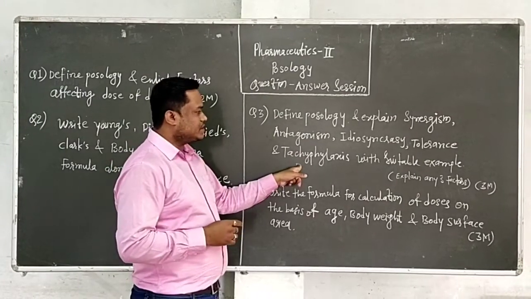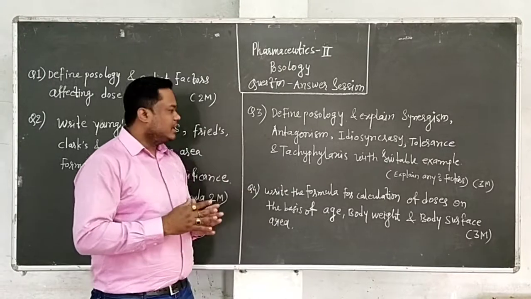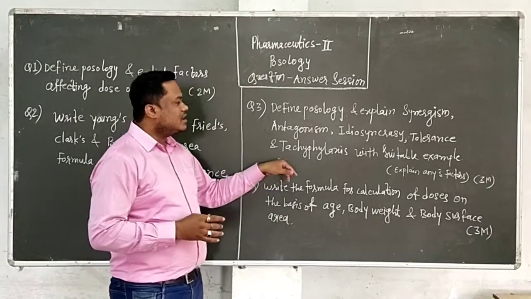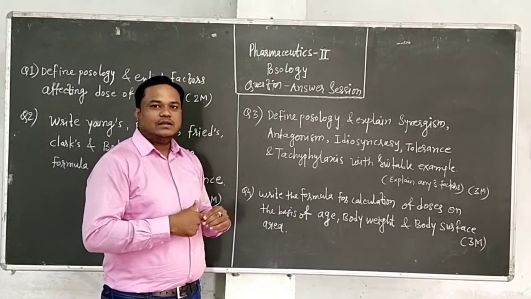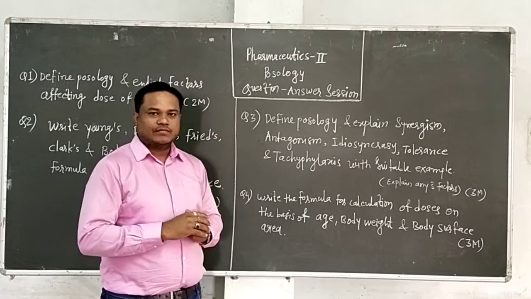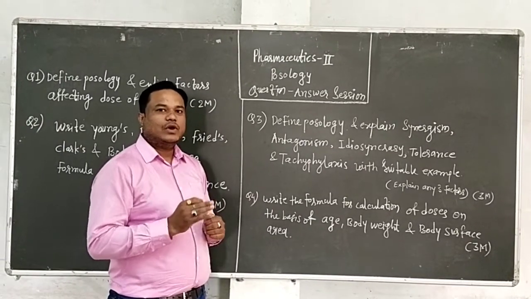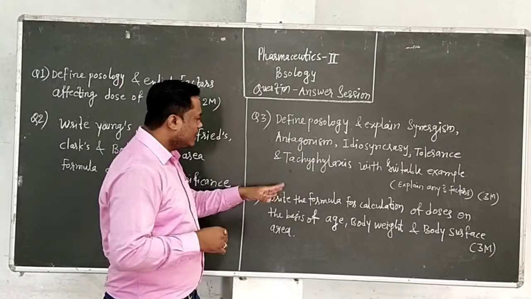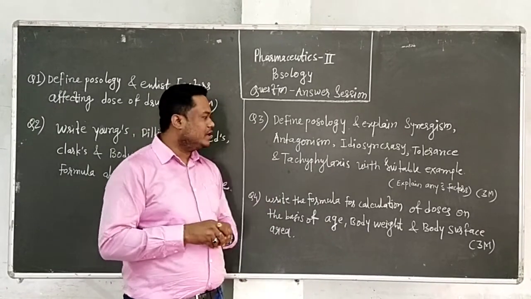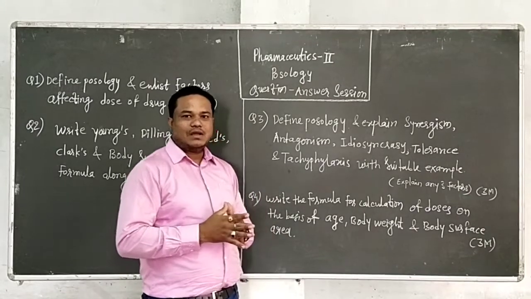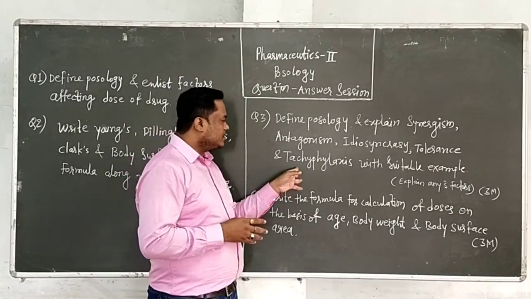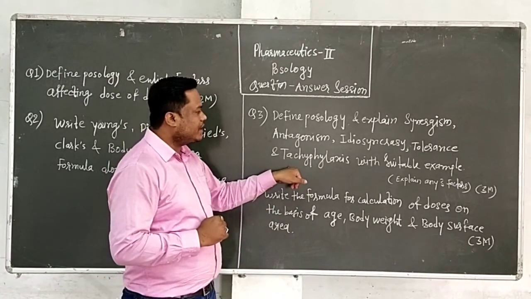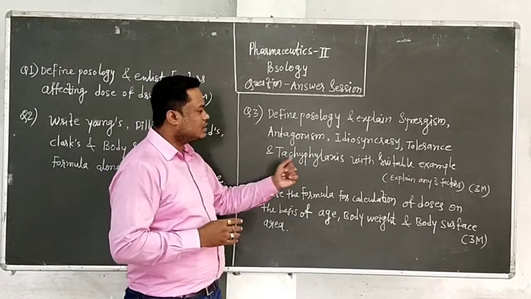Then next is tachyphylaxis. What is tachyphylaxis? When, in certain conditions, drugs are repeatedly given at short intervals, the cell receptors get blocked and the pharmacological action of the drug is decreased, and this action is not increased even if you increase the dose of the drug. It is called tachyphylaxis. The simple example is ephedrine. Ephedrine given in bronchial asthma, if repeatedly administered, its action is decreased. This is the question asked for 3 marks.